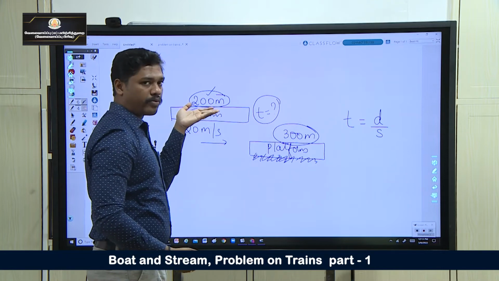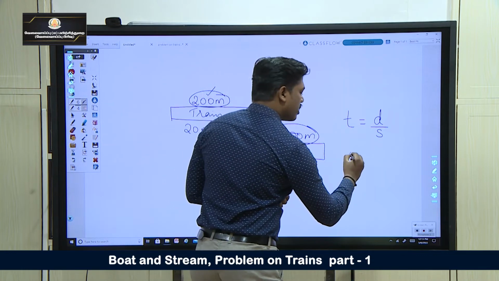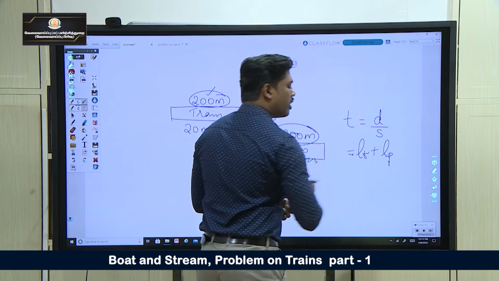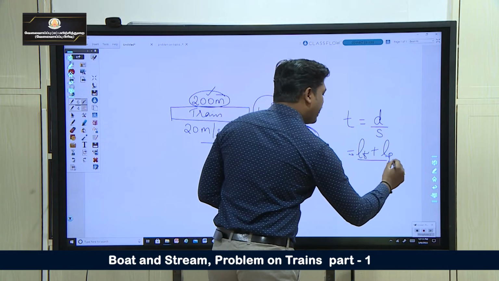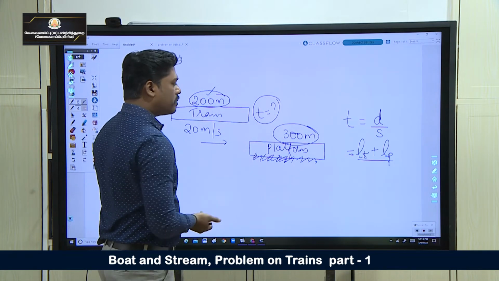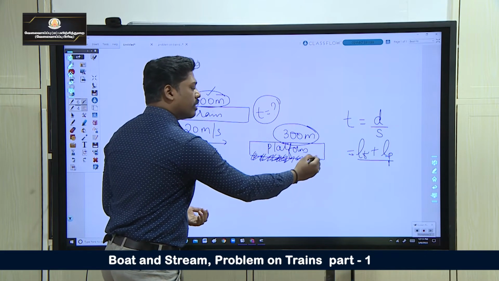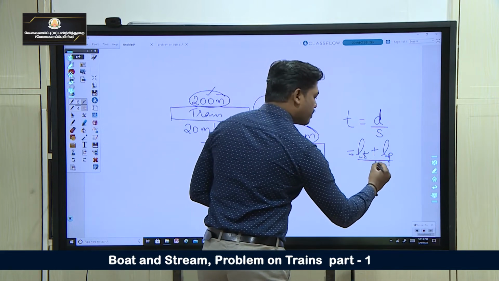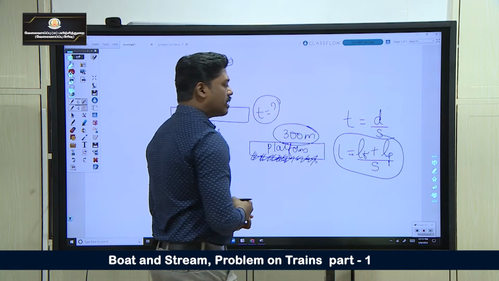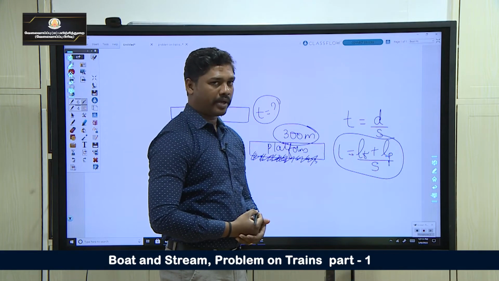We are having length of train as well as length of platform. So distance is length of train plus length of platform divided by speed. Who is moving here? We are having two objects. Who is moving? Only train is moving. Platform is stationary. It is a fixed one. So only train is moving. So speed of train. The formula is length of train plus length of platform divided by speed of train here.